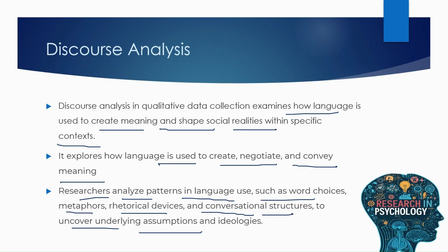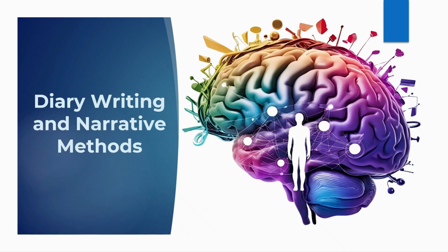So here rhetoric means the art of writing or speaking something very clearly. So rhetoric devices are those which will help the researcher to convey something very clearly, right? So the researcher would be studying how people are conveying things using language, right? What are the different tools of language and how are they using it to convey meaning? That is discourse analysis. And then we have diary writing and narrative methods.